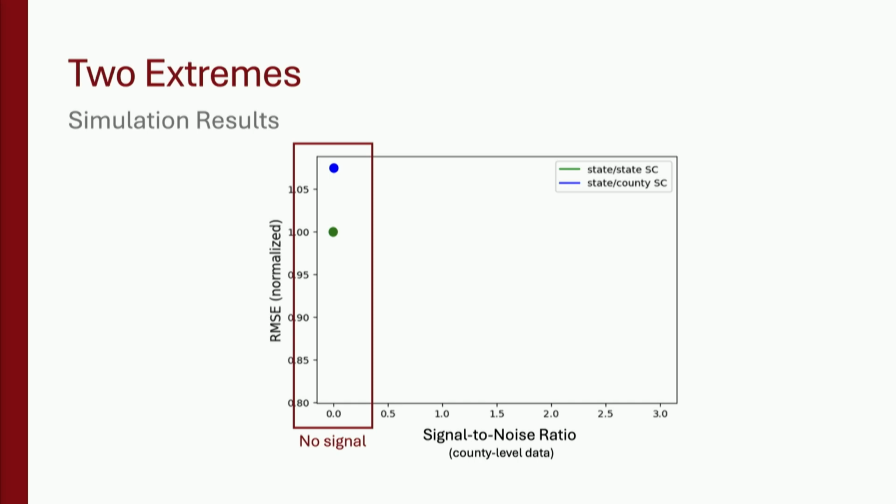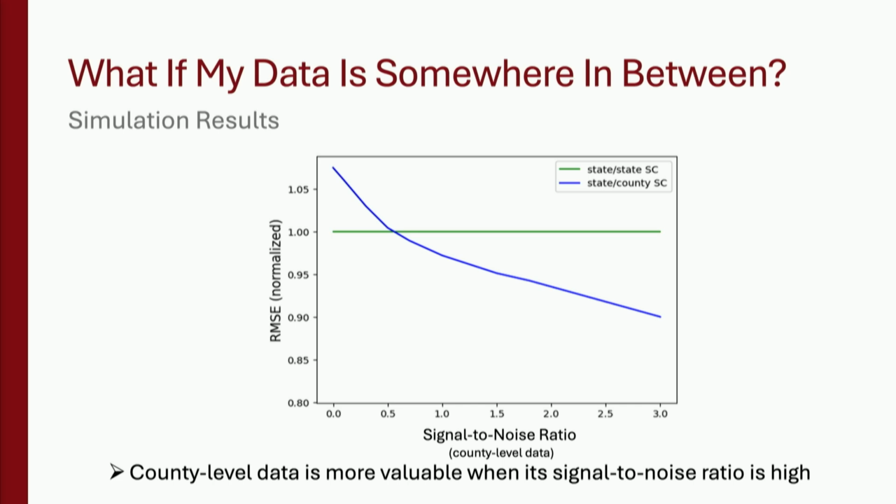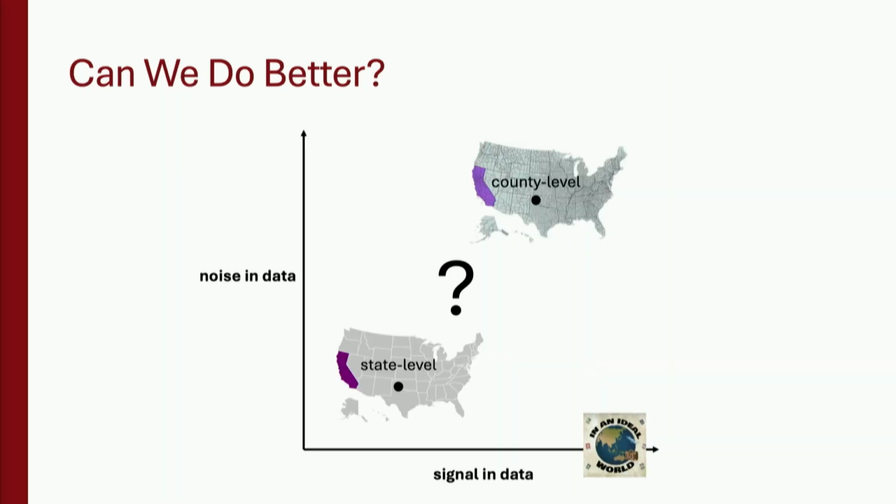Now, going to the other extreme end of my plot, we're basically in a setting with an essentially noiseless data set. We would expect the state-county estimator to perform better because we want to make use of that extra heterogeneity, especially since it comes at no additional cost in terms of noise. And that's exactly what we see in the data as well. Given these two flipped performances on either end, when we vary the signal-to-noise ratio, we find that there's a switching point somewhere in between. The main takeaway from these simulations is that the county-level data is more valuable when its signal-to-noise ratio is high.